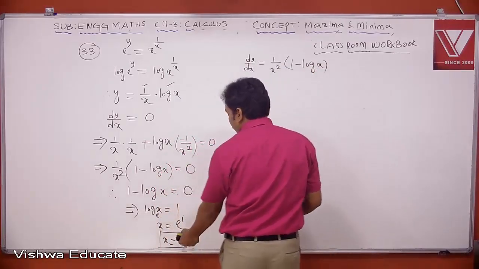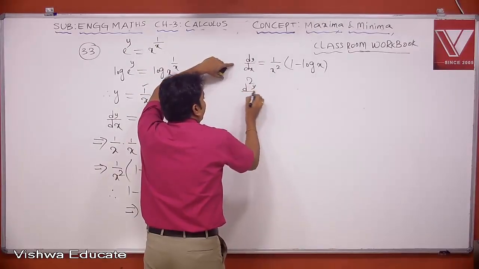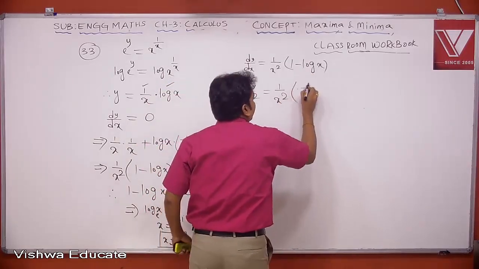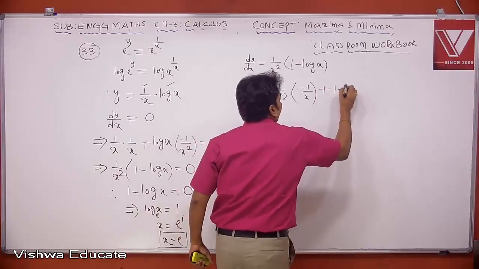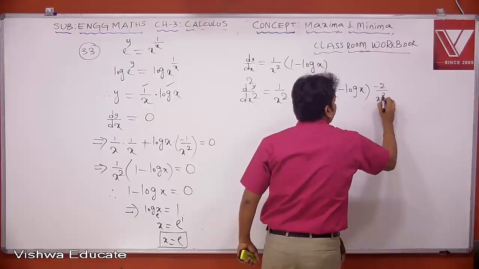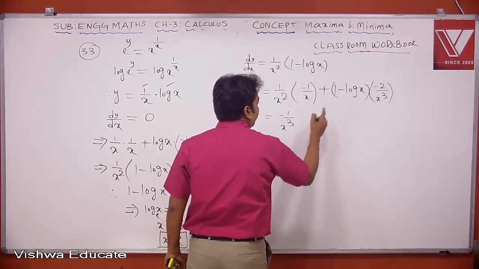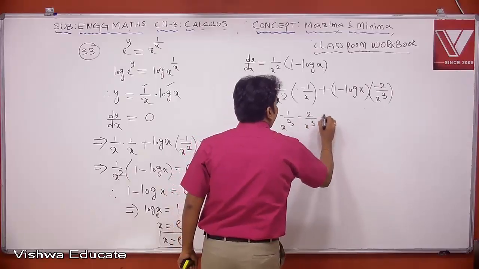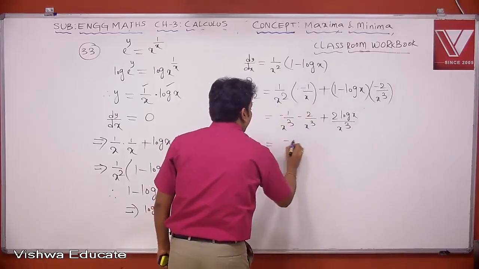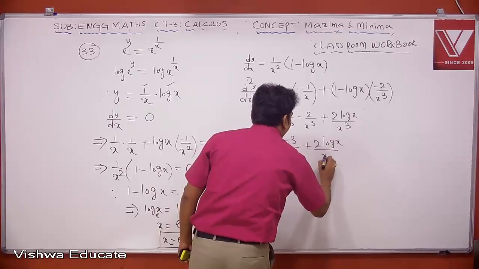So to get the status at the point e for the function y, let us find the second derivative. d square y by dx square equal to 1 by x square into the derivative of 1 minus log x, which is minus 1 by x, plus 1 minus log x into the derivative of 1 by x square, which is minus 2 by x cube. So this is minus 1 by x cube minus 2 by x cube plus 2 log x divided by x cube. Therefore this expression is minus 3 by x cube plus 2 log x divided by x cube.